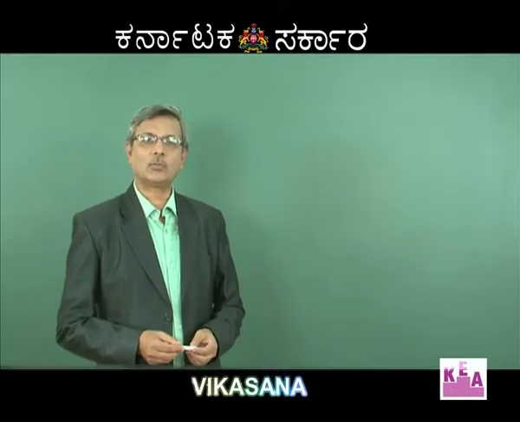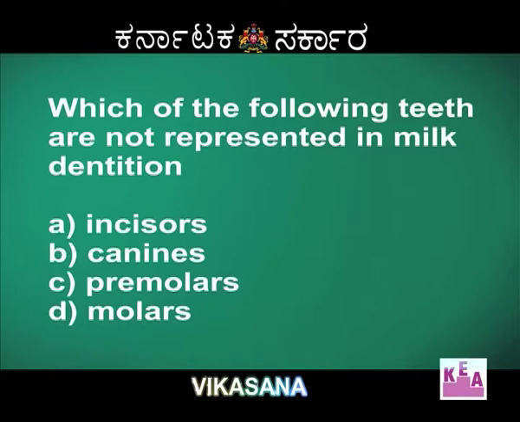Let us come to the first question. Which of the following teeth are not represented in milk dentition? The options are incisors, canines, premolars and molars.